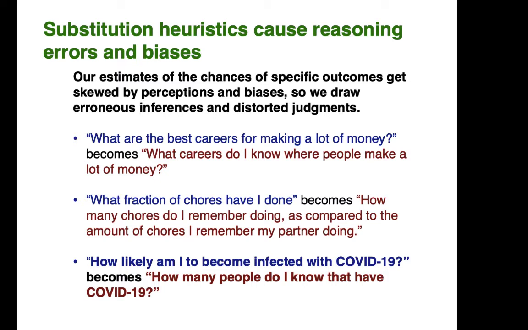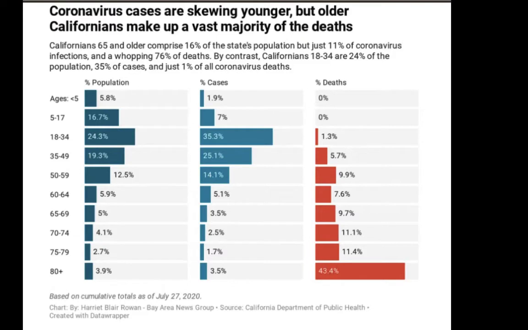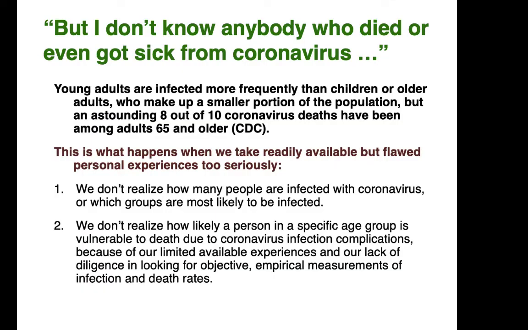The question, how likely am I to become infected with COVID-19? Becomes, how many people do I know that have COVID-19? Very different questions. Coronavirus cases are skewing younger, but older Californians make up a vast majority of deaths. In our personal experience, it certainly doesn't seem like people from the ages of 18 to 34 are the most likely to be positive for coronavirus. And yet, that's the fact. That's the base rate. But I don't know anybody who died or even got sick from coronavirus, people say. Young adults are infected more frequently than children or older adults, who make up a smaller portion of the population. But an astounding 8 out of 10 coronavirus deaths have been among adults 65 and older.